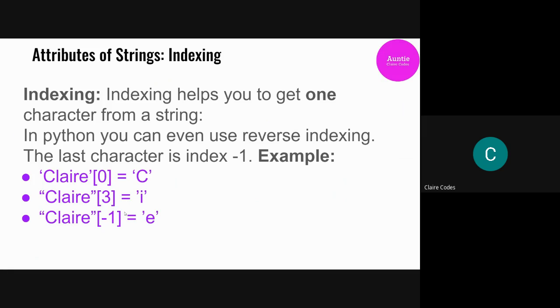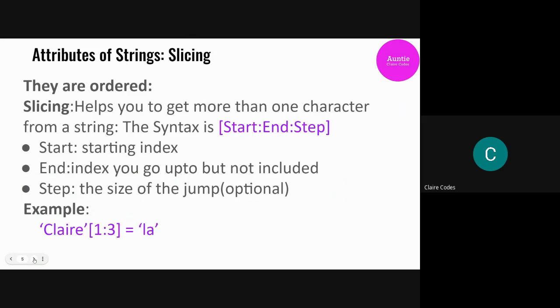And if I wanted the character at index 3, then I'll count 0, 1, 2, and 3 is the I. And if I wanted the last character of our string, then index -1 is going to be E. And that's that. Moving on to slicing, we saw indexing returns just one item from our string, but slicing will help us to get more than one item.